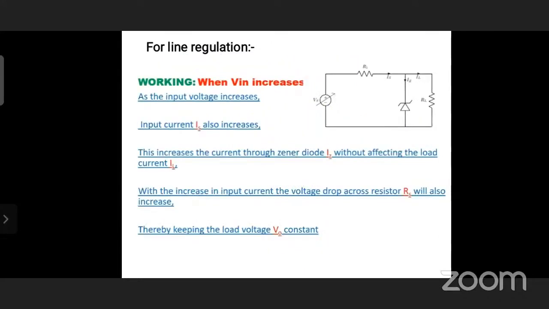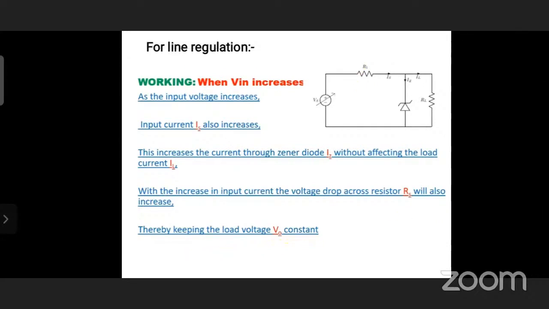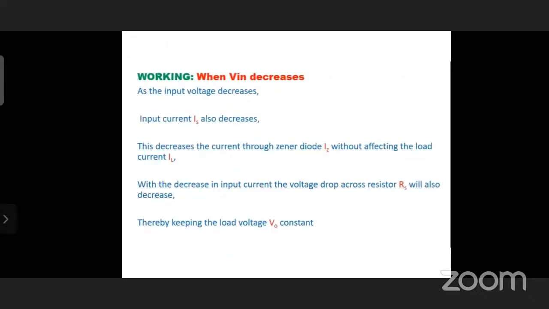In the case of line regulation, as we increase the input voltage, our input current also increases. With the increase in input current, the voltage drop across RS will also increase, thereby keeping the load voltage V0 constant. When Vin decreases, input current IS also decreases. With the decrease in input current, the voltage drop across RS will also decrease and we get a constant regulated voltage V0.